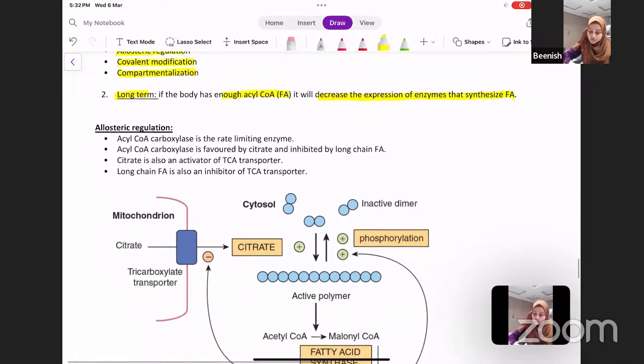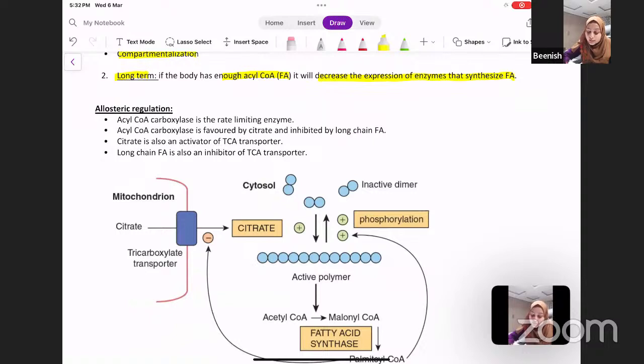Now let's see what is allosteric regulation. Acyl CoA carboxylase is the rate limiting enzyme. So the rate limiting enzyme of fatty acid synthesis is your acyl CoA carboxylase. And your acyl CoA carboxylase is favored by citrate. So citrate is enhancing it, and it is inhibited by long chain fatty acid. Citrate is also an activator of the TCA transporter, that is tricarboxylic acid transporter. And long chain fatty acid is also an inhibitor of the TCA transporter.